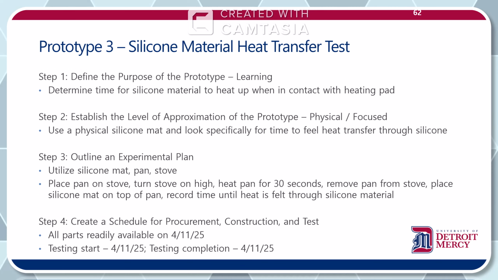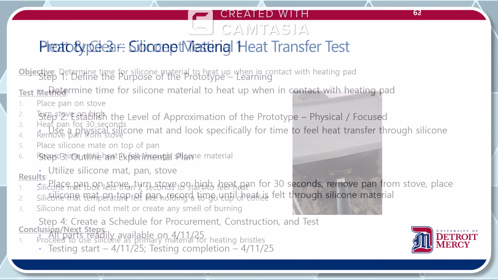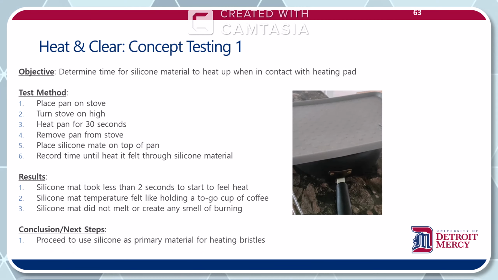The team then moved on to creating a prototype for the heat and clear to determine how hot silicon would get if placed directly next to a heat source. This was accomplished by heating a pan on a stove, then placing a silicon mat on the bottom of the pan to see if heat could be felt through it. A large amount of heat was felt without melting the silicon or burning the user, indicating this was a viable concept.